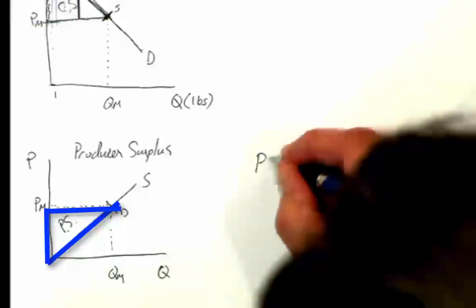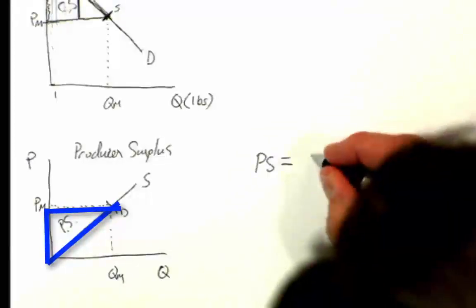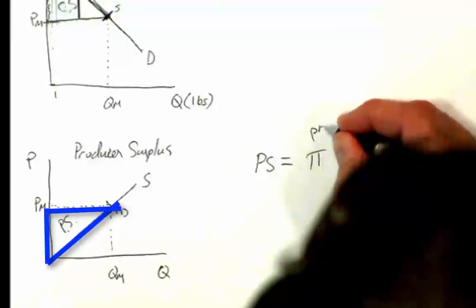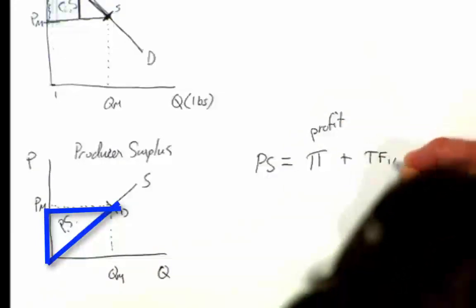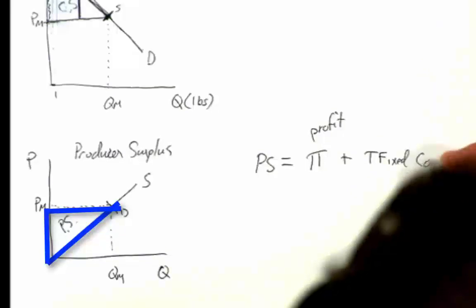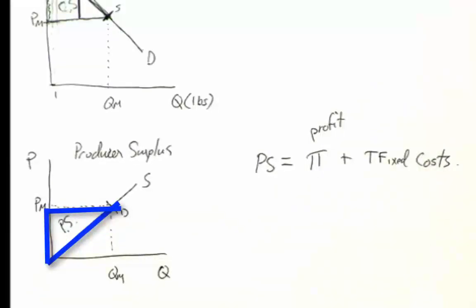But producer surplus is going to be equal to total profit in the industry plus total fixed costs in production. Fixed costs are the costs which you have to incur even if you produce zero output of a particular product. It's things like the rental space on the office that you're using for the year, the factory space, the things that you've had to put into place even to get off the ground and produce one unit of the good.